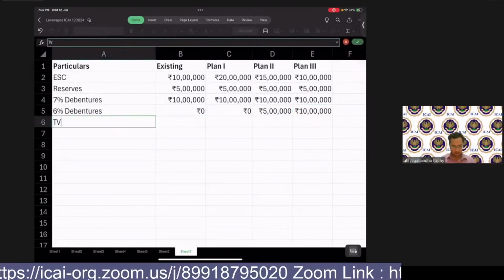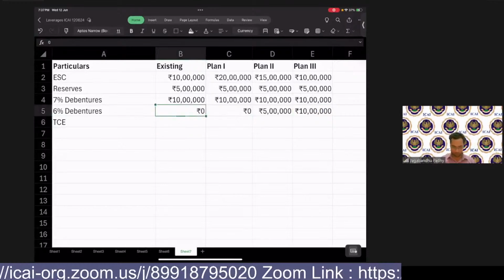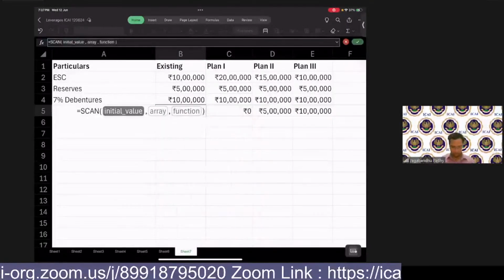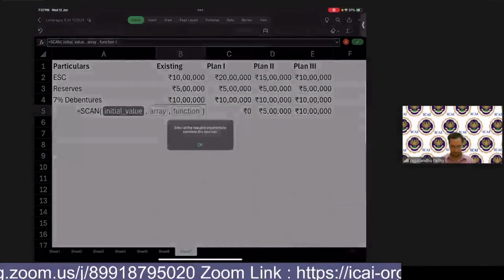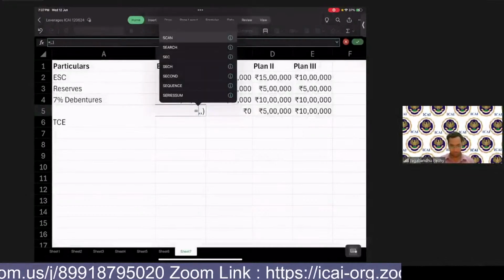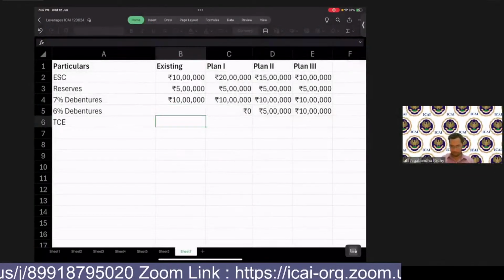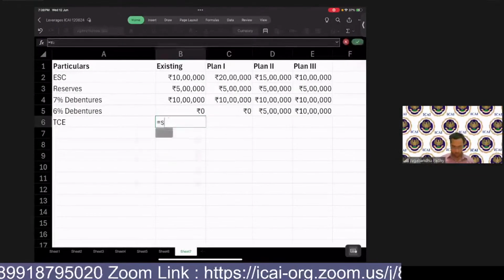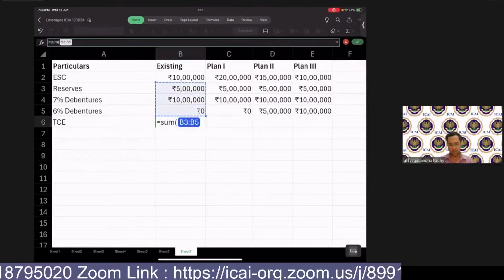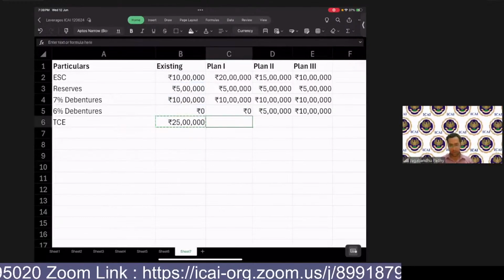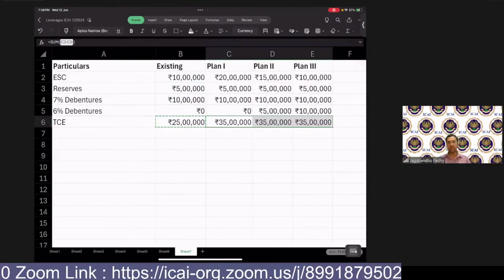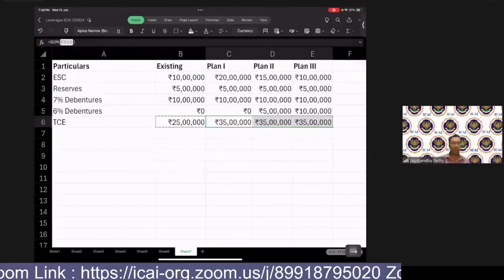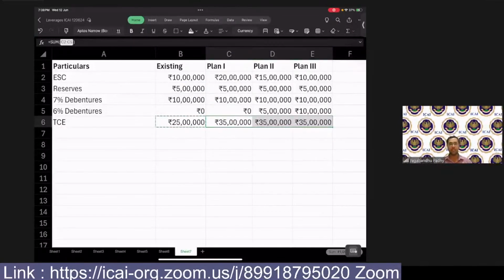And we see that total capital employed, which is existing 25 lakh, increases by 10 lakhs to 35 lakhs in each plan.